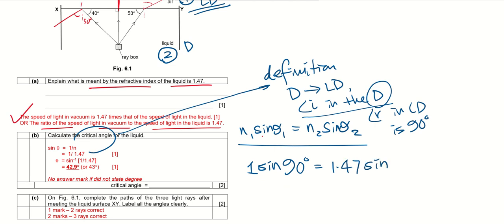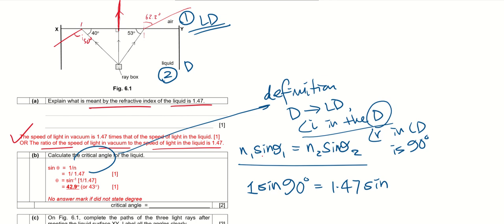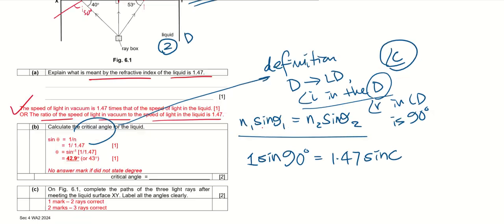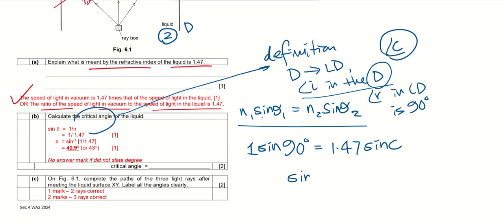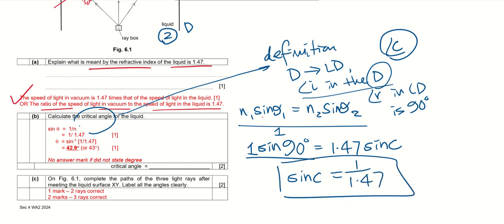Then sine, the angle of incidence in the denser medium is the critical angle, so I call it sine C. If I do my manipulation, sine C is actually 1 times sine 90. Sine 90 is actually 1, so it is equal to 1.47. So actually you have this formula over here.